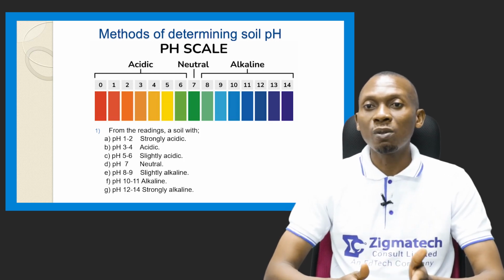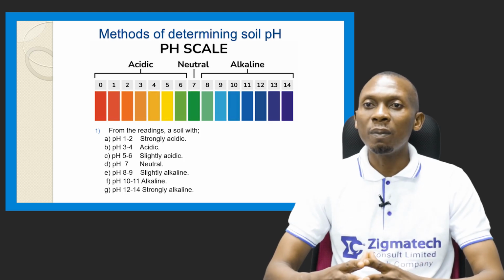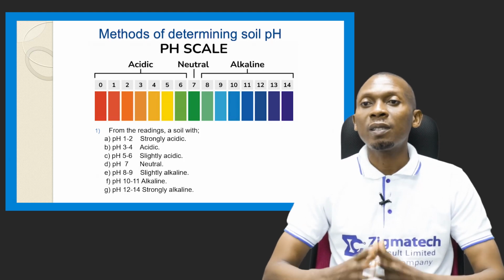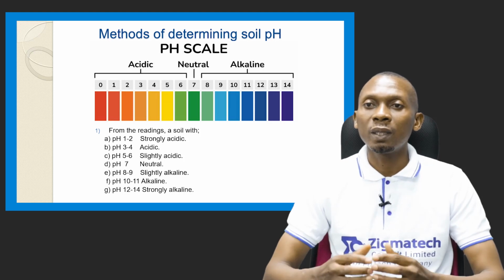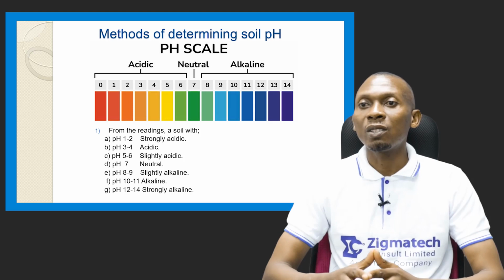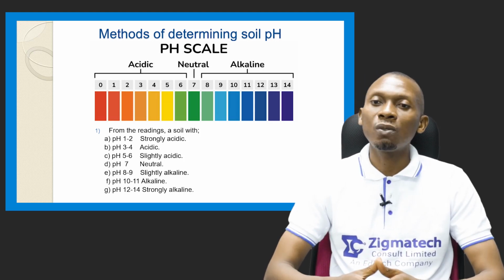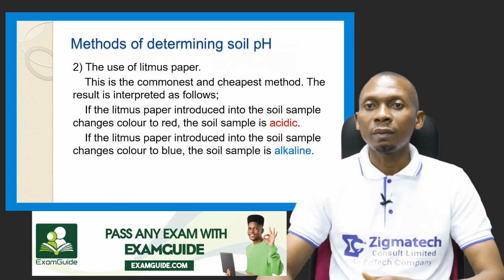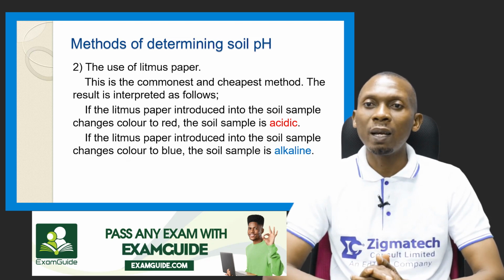But from 1 to 6.9 still falls under acidity. 7 stands for neutrality. That means a pH of 7 is termed neutral, while a pH of 8 to 14 is termed alkaline. So 8 to 9 is slightly alkaline, 10 to 11 is alkaline, and 12 to 14 is strongly alkaline.